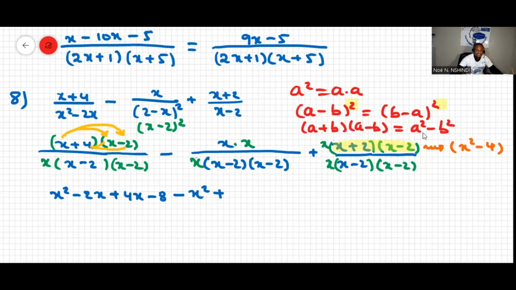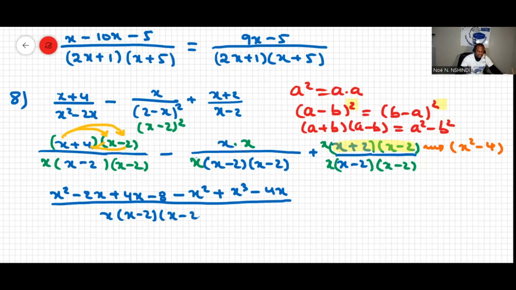Okay, if we apply this property here of the product that leads to the difference of two squares, now we can do x times x squared. That will be x cubed, and then x times negative 4 makes negative 4x, and then all over x open bracket x minus 2 close bracket x minus 2.